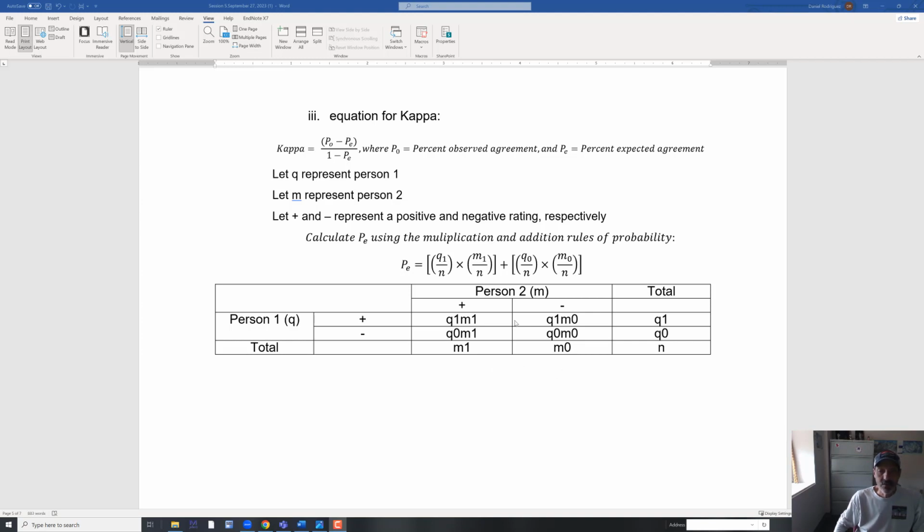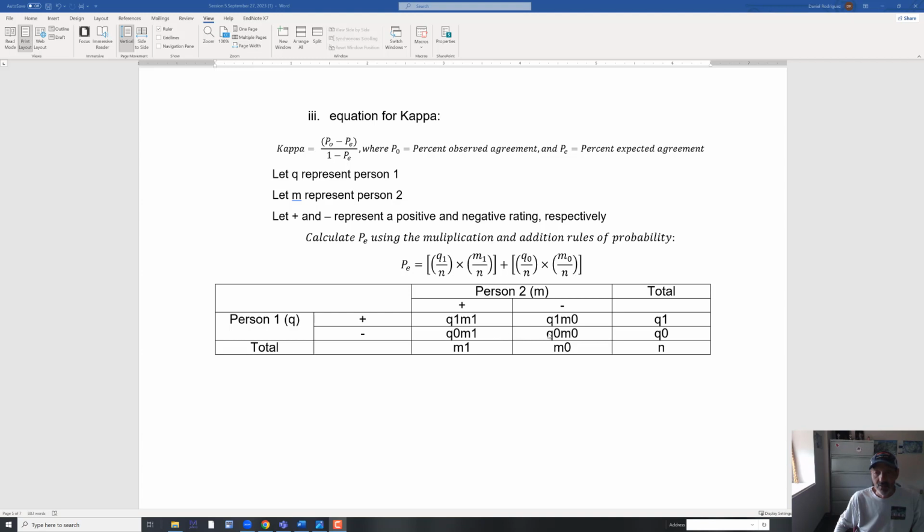So what we see inside these 4 cells here is the confluence of the different observations. So if rater 1 believes that the observed individual has hypertension and rater 2 believes they have hypertension, it would intersect right here. So we have a Q1 and an M1. So that means that person 1 believes the individual has hypertension and person 2 believes the individual has hypertension. Notice that I say and here. And is important because and in probability implies multiplication, right? So this is an and scenario.